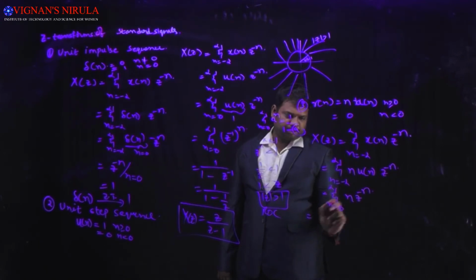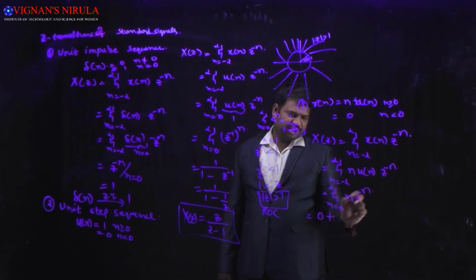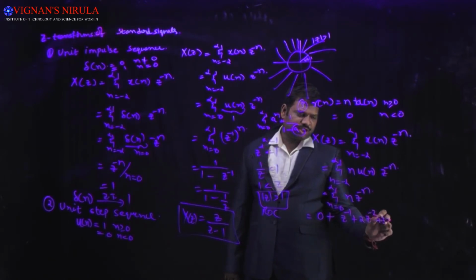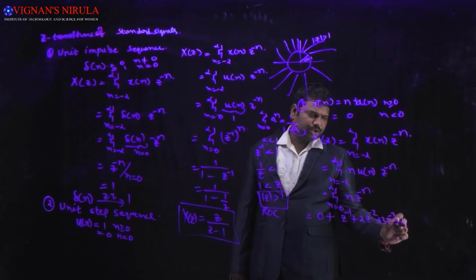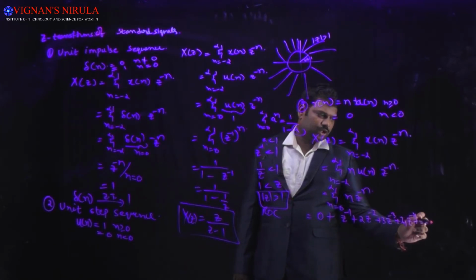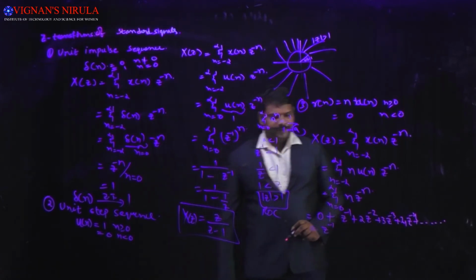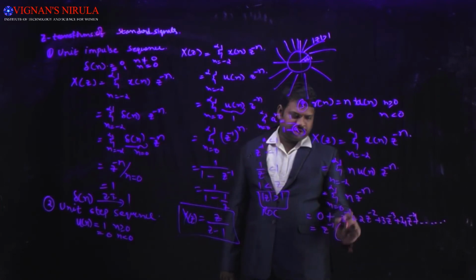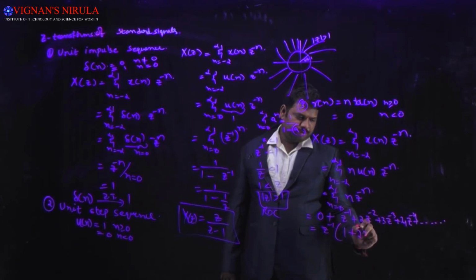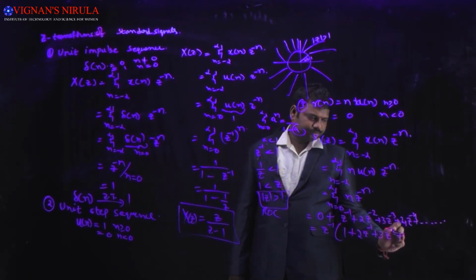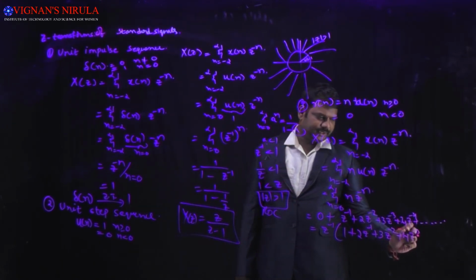Therefore, expand the summation. Put n equal to 0, it's 0. When n is equal to 1, that's 1 into z power minus 1. N equal to 2, 2 into z power minus 2. N equal to 3, 3 into z power minus 3, plus 4 into z power minus 4, and so on up to infinity. Take the z inverse as common for all the terms. When we take it as common, first we get 1, then 2 z inverse plus 3 z power minus 2 plus 4 z power minus 3 plus and so on.